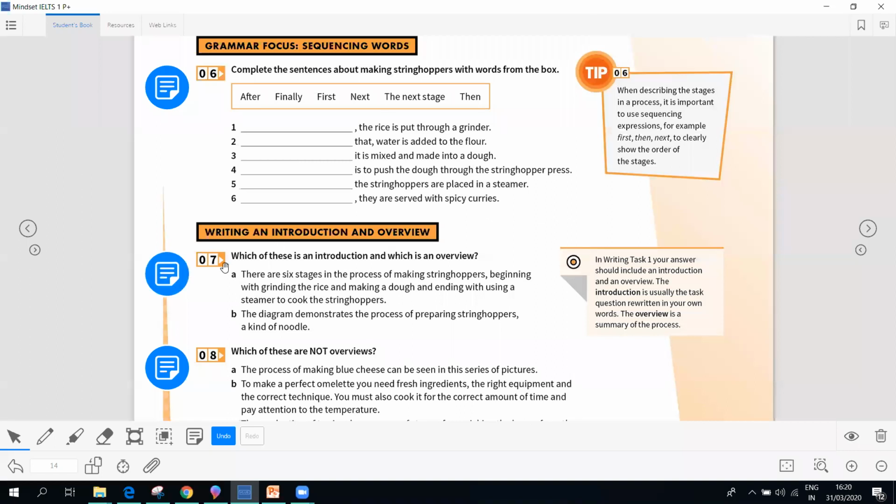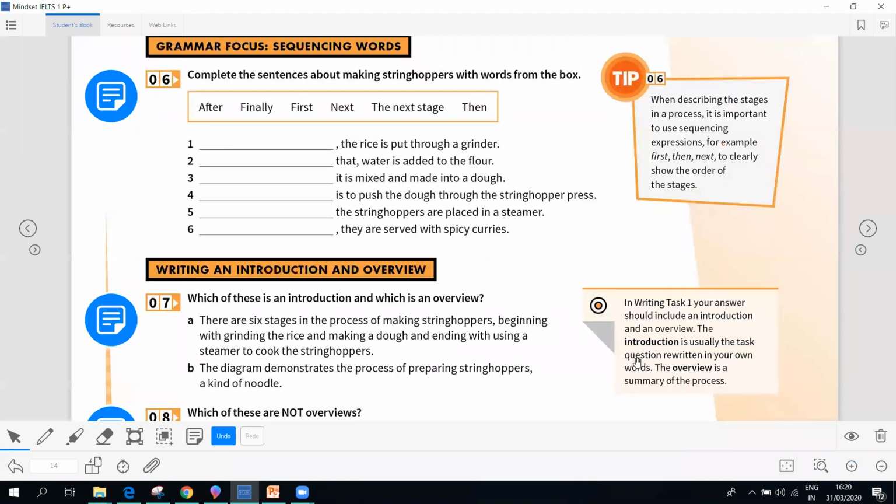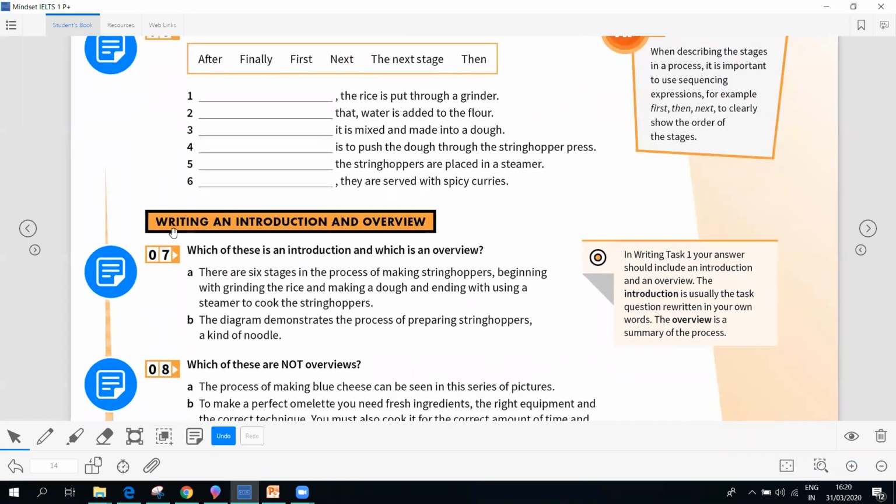Let's go to task 7. Writing an introduction and overview. Read the instruction and the information in the box. Introduction and overview are not the same, but both are important for type 1 writing in IELTS exam.